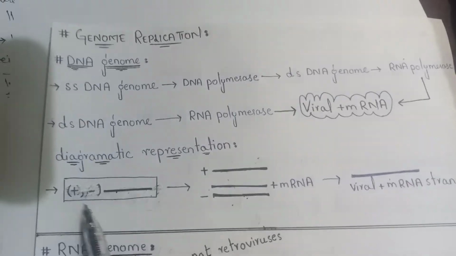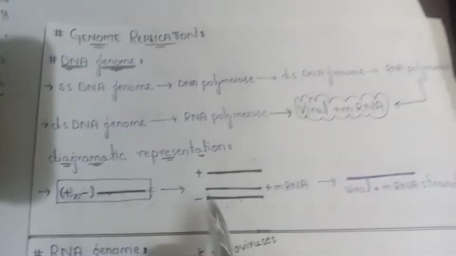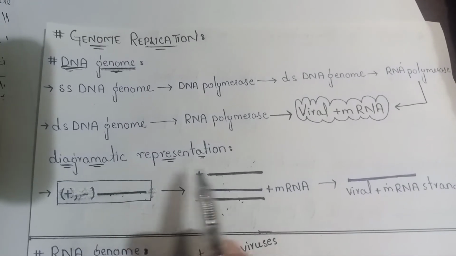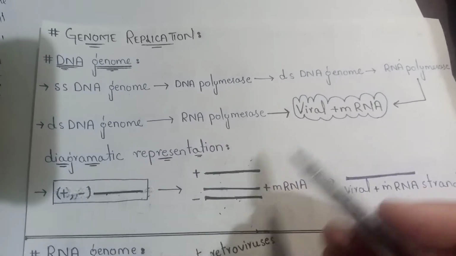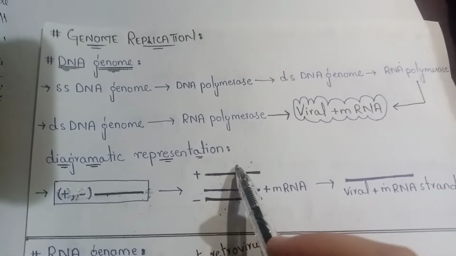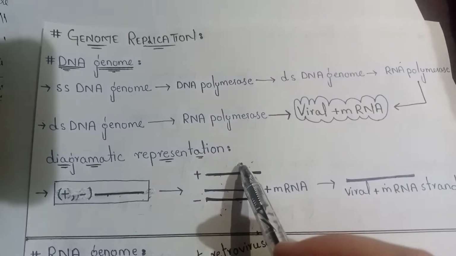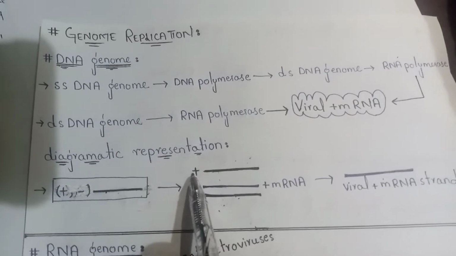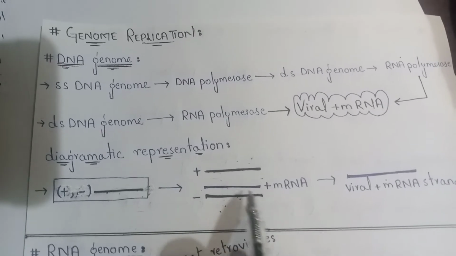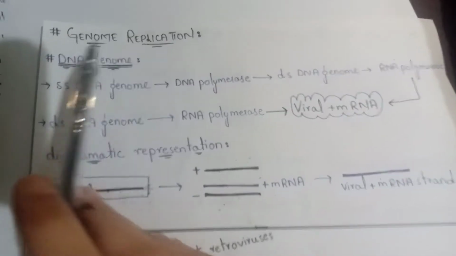If it is positive, the other strand will be negative. But in both cases, the product will be double stranded. The end product will be a double stranded DNA genome, right? Okay, so we have here the positive strand and the negative strand, right? Once again, I will repeat.